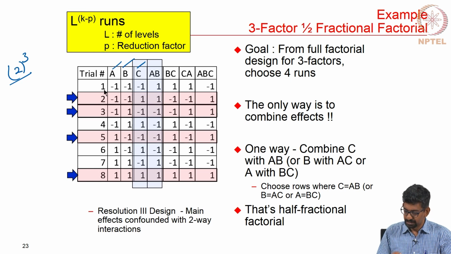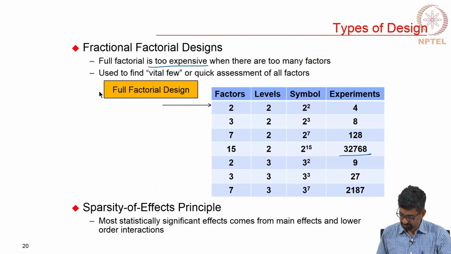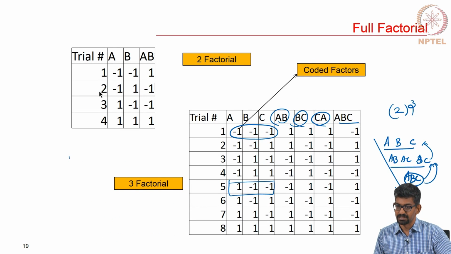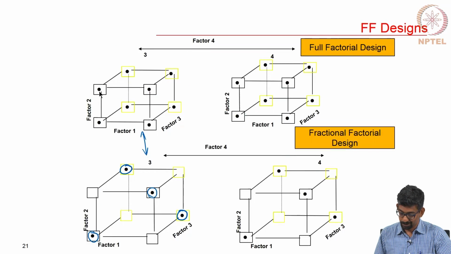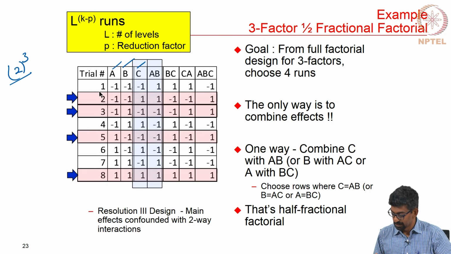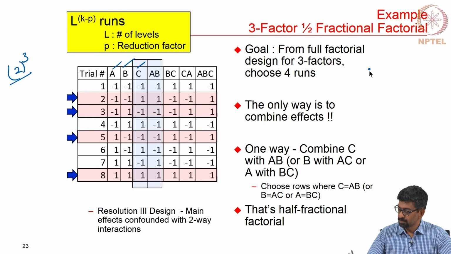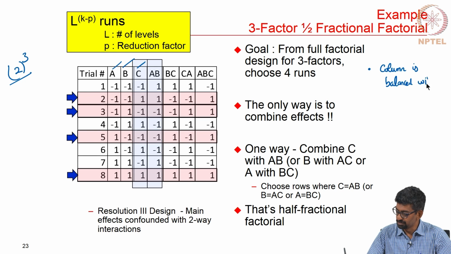Okay. There is a property of this orthogonal array. We will just go back to an array and we will discuss that. There is a property of this orthogonal array. What it says is, oh, I am sorry, this is not an orthogonal array, this is a full factorial. So, I have to go here to explain. The column is balanced within itself.